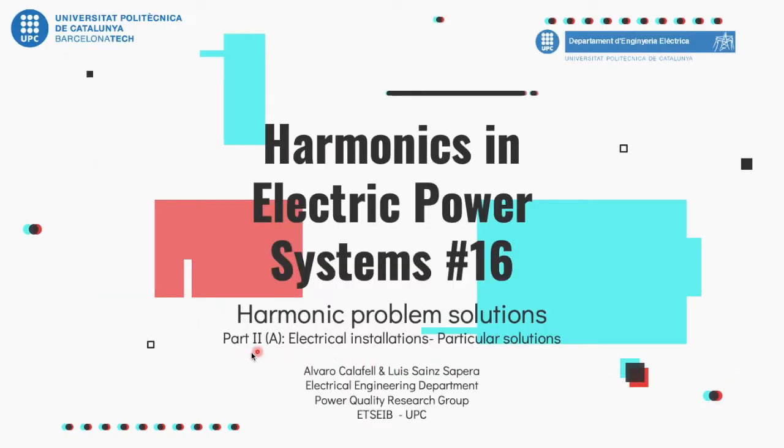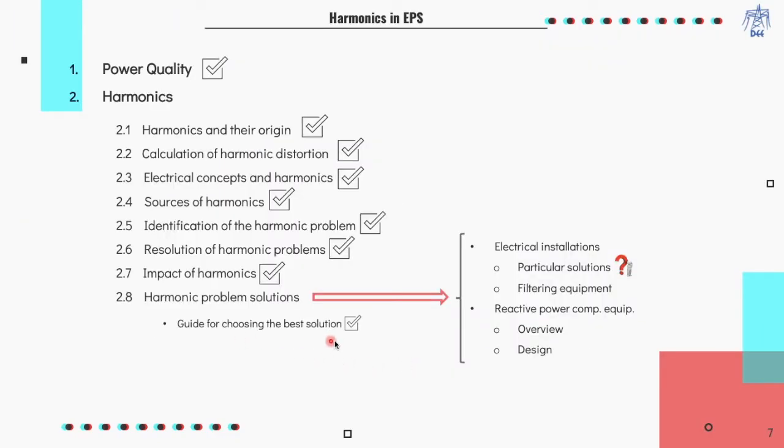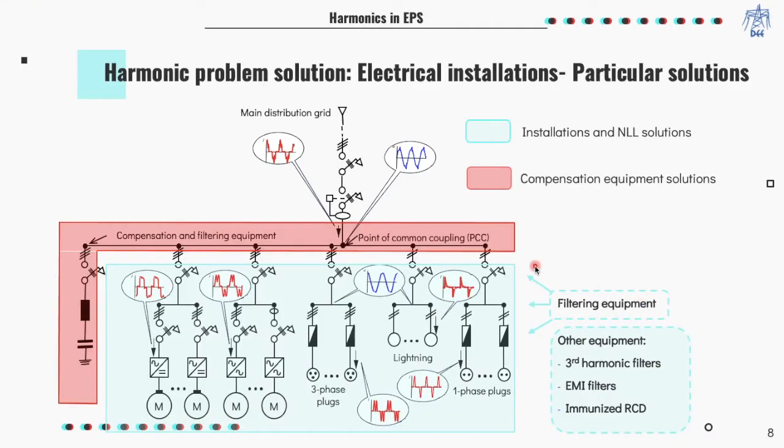This is a continuation of the previous video about harmonic problem solutions. In the first video, I introduced a guide to choose the best solution for the harmonic problems, and in the present video, I will present the solutions to solve particular problems in electrical installations. In the previous part, the harmonic problem solutions were divided in those applied to the electrical installations and nonlinear loads and those applied to the compensation equipment. I will explain some of the installation and nonlinear load solutions. In particular, I will present the third harmonic blocking filters, the high-frequency filters, and the immunized residual current devices.